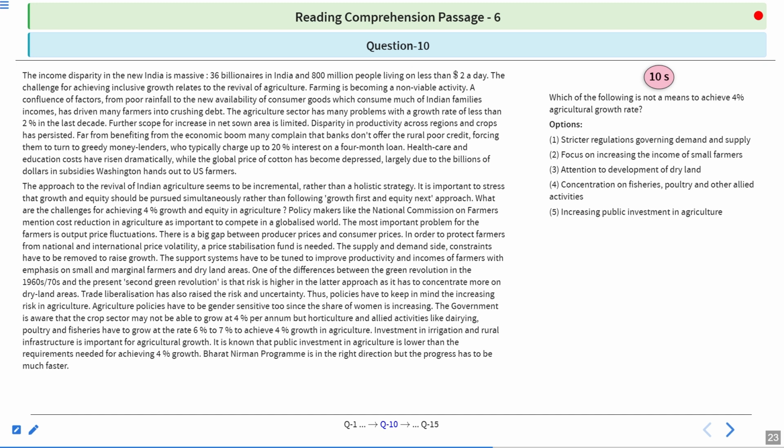The next question is which of the following is not a means to achieve 4% agriculture growth rate. Options are stricter regulations governing demand and supply, focus on increasing the income of small farmers, attention to development of dry land, concentration on fishers, poultry and other allied activities, increasing public investment in agriculture. I hope you have understood the options and you have 10 seconds to answer.